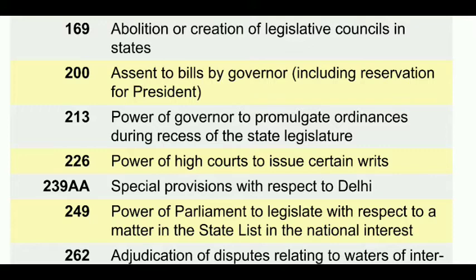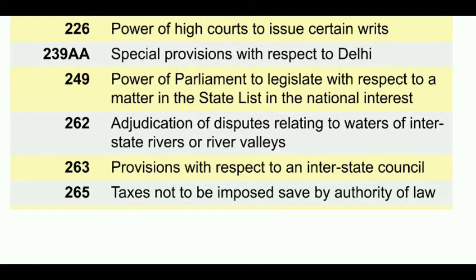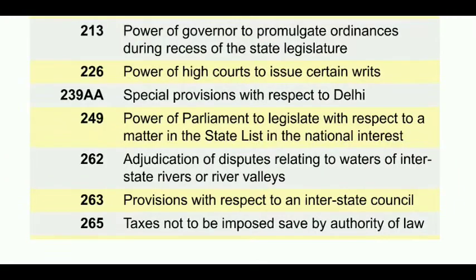Article 226, power of High Courts to issue certain writs. Article 239AA, special provisions with respect to Delhi. Article 249, power of Parliament to legislate with respect to a matter in the state list in the national interest. Article 262, adjudication of disputes relating to waters of interstate rivers or river valleys. Article 263, provisions with respect to an interstate council.